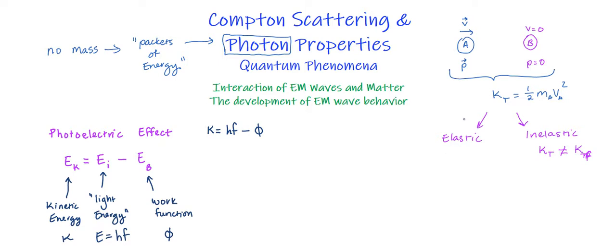Whereas an elastic collision would say that all of the total kinetic energy initially was equal to all of the total kinetic energy after the collision happened. So it just depended on a variety of different factors that you could have.